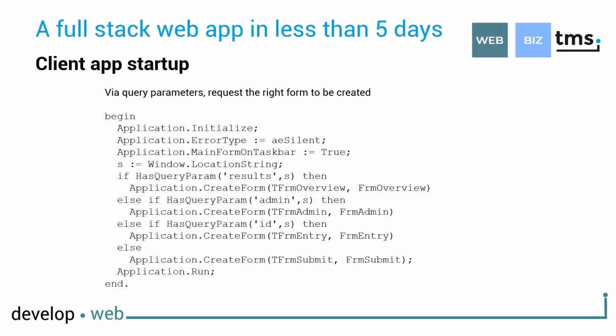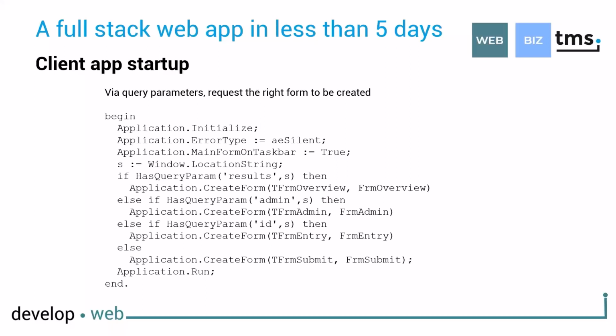Now let's go back to the source code of the web client application, and let's begin with the startup of this web client application. Here you can see the source code for the project DPR file, and so this is the code that gets executed as the application is started. You can see that it is quite similar to a VCL application, with the exception here that we are using the URL query parameters to determine what exact form will be launched when the application starts.